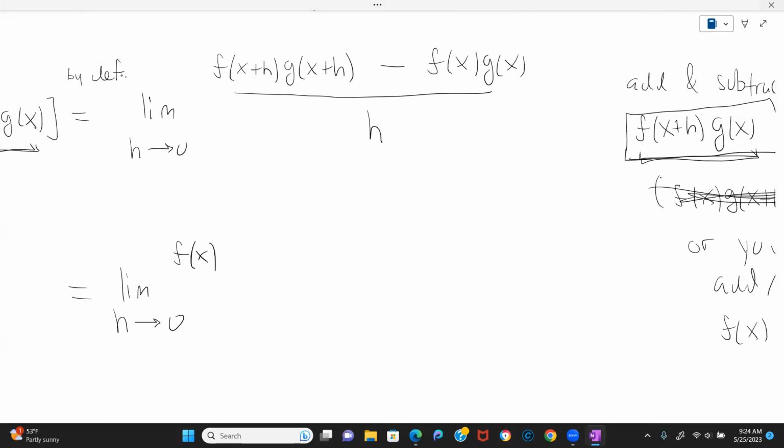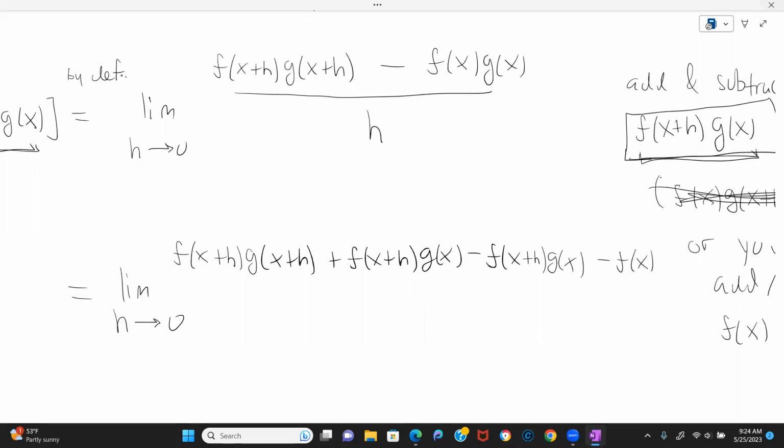So this would be f of x plus h, g of x plus h. And now I'm going to add in f of x plus h times g of x. If I add that term in, I have to subtract it off so I don't change the fraction. And then don't forget to subtract off f of x times g of x. It's getting cramped. Sorry about that.